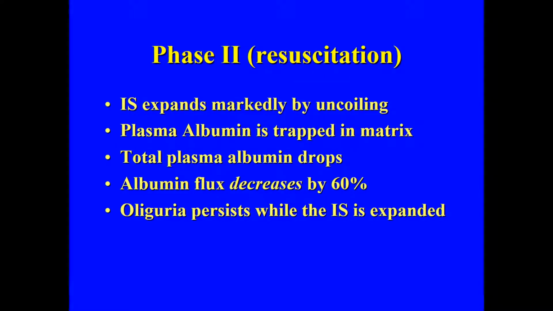If resuscitation is encountered, you see phase 2, where the interstitium expands markedly by uncoiling in order to again refill the interstitial space. Plasma albumin is trapped in matrix mucoproteins, leading to expansion or relative expansion of the interstitial space. This is at the expense of the circulating albumin in the plasma, so total plasma albumin drops precipitously, and albumin flux actually decreases by 60%. This state is characterized by a persistent oliguria while the interstitial space is expanded.